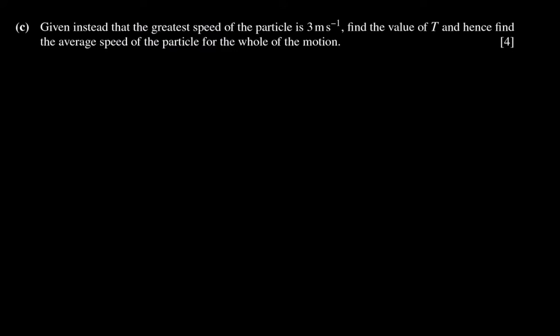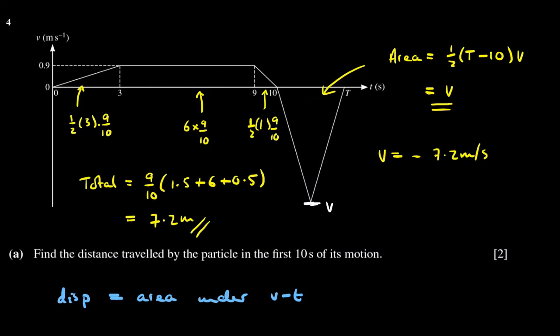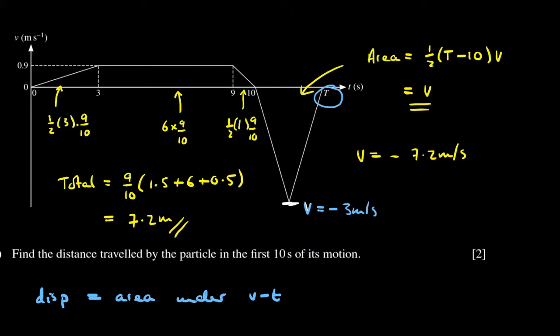Okay, then for part C, given instead that the greatest speed of the particle is 3 meters per second, find the value of t and hence find the average speed of the particle for the whole motion. Well, what does that mean? Well, it means basically that this velocity here is equal to negative 3, right? Because the speed is just the magnitude of the velocity. So this is negative 3 meters per second, which means that this t is now the thing that we have to find. And again, what we want is we want the area under this section of the graph to be equal to 7.2.